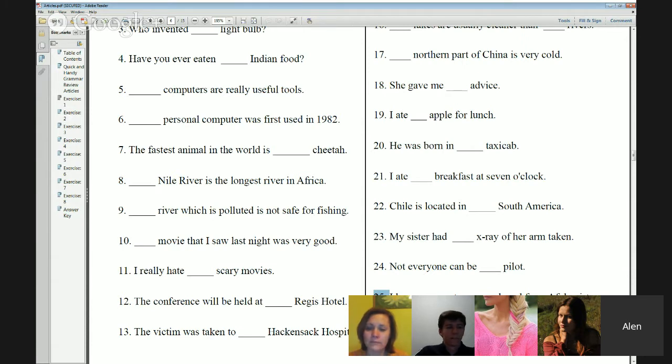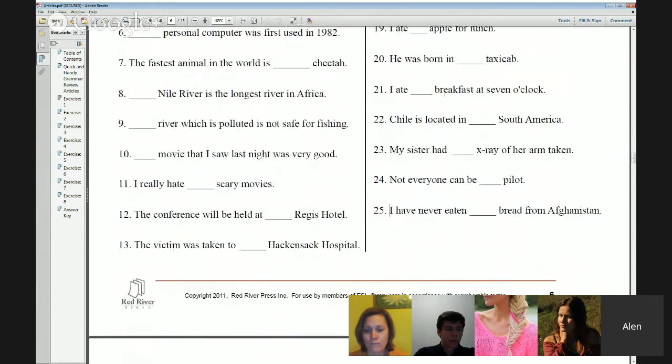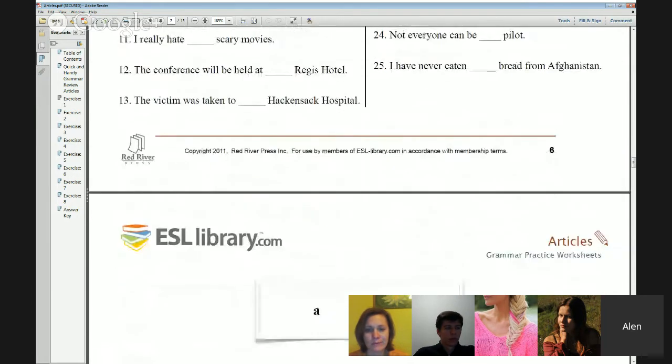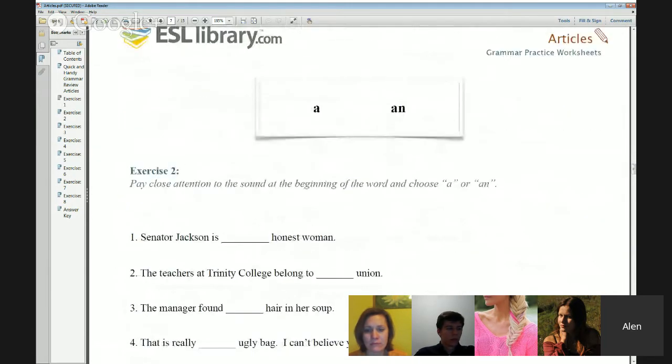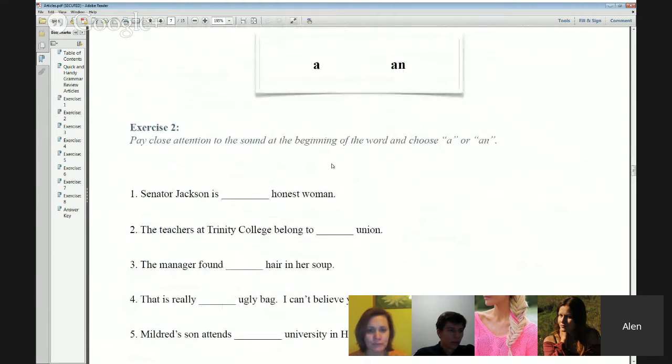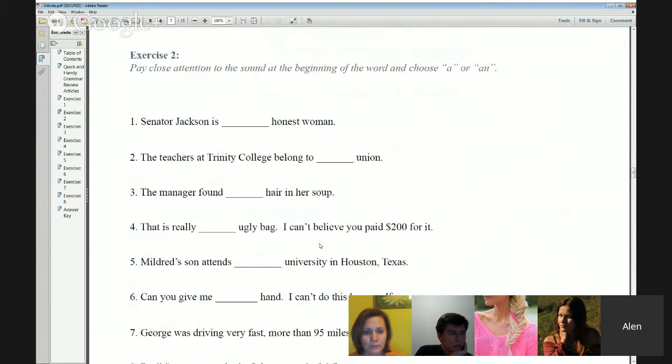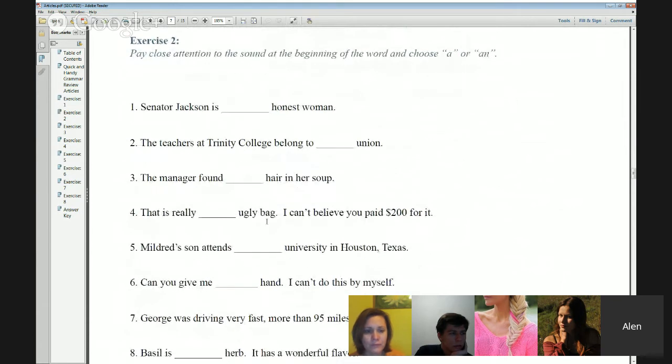There's no need to use an article at all. Okay. All right, guys, that was pretty good. Let's move on to the next page. Now, in this exercise, we need to work out whether it's a or an. That should be pretty easy, I think.